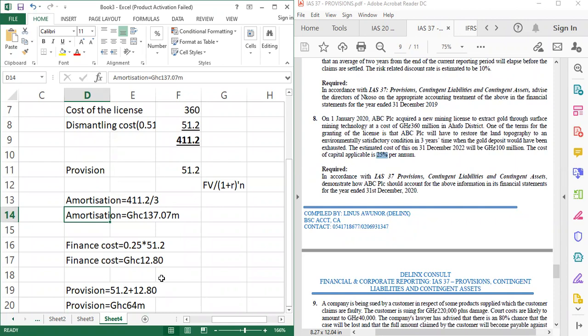So we'll be increasing the provision at the end of every year till we get 100 in 3 years' time. That is how we do it. Joyce, are we on the same path now? Yes, thank you very much.